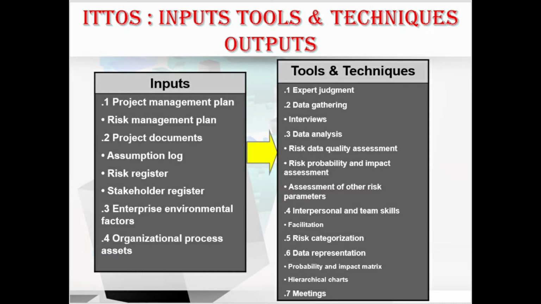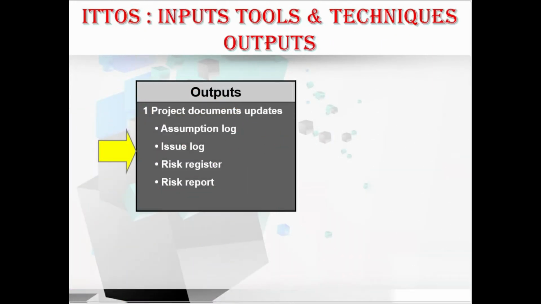Coming to the tools and techniques, we have expert judgment, data gathering techniques, which include interviews, and we have data analysis techniques, which include risk data quality assessment, risk probability and impact assessment, and assessment of other risk parameters. We also have interpersonal and team skills, which consist of facilitation, and risk categorization, and data representation techniques, that is probability and impact matrix, hierarchical charts, and last we have meetings. Coming to the outputs, we have project document updates only, which contain the assumption log, issue log, risk register, and the risk report. Okay, this is an overview of the inputs, tools and techniques and outputs.